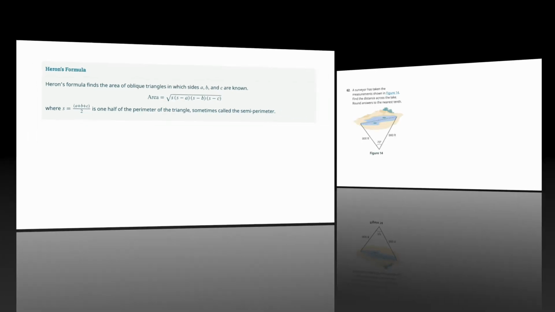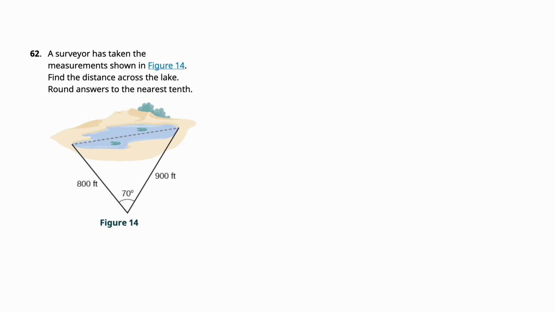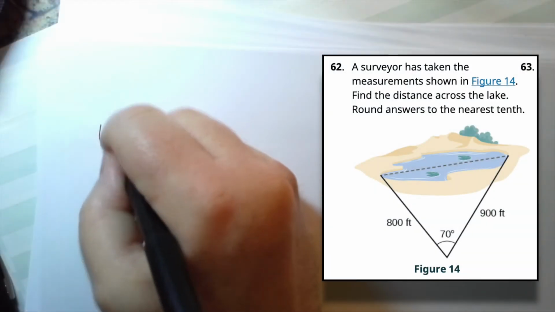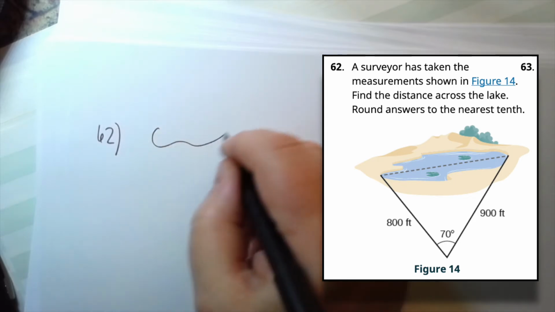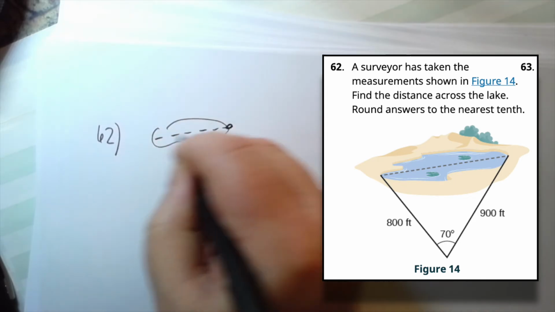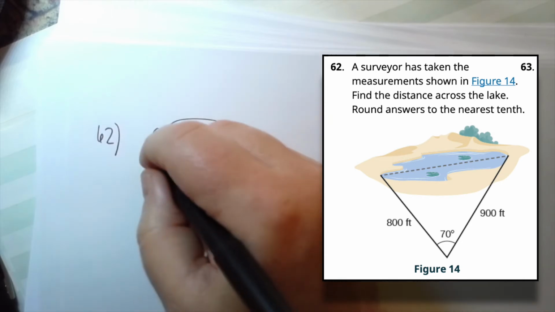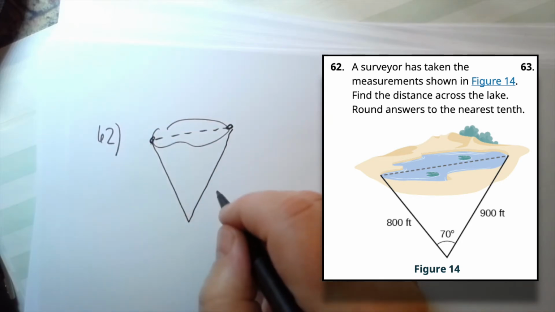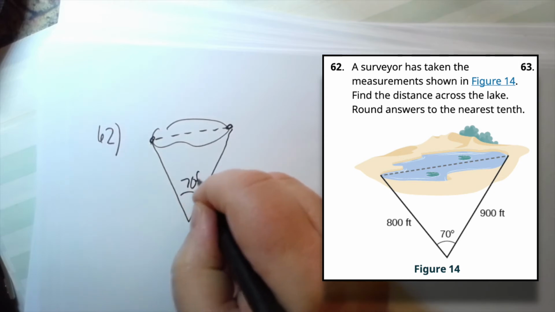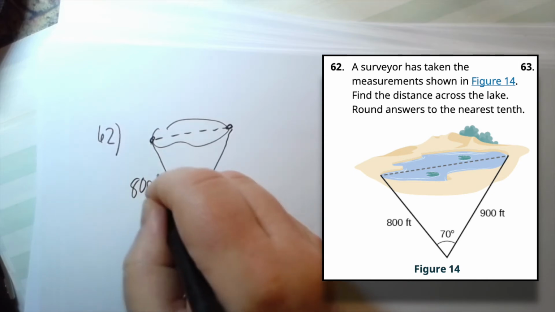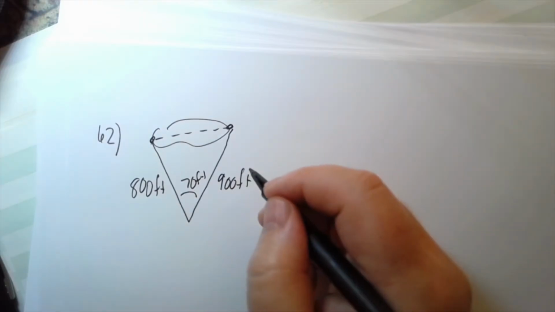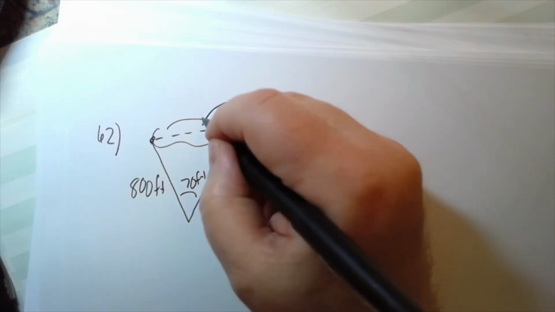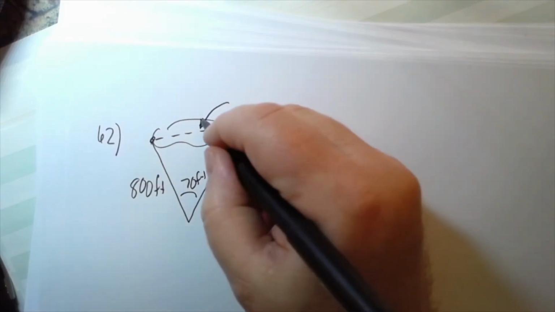Okay, so let's try this one, number 62. From the section on law of cosines, a surveyor has taken the measurement as shown in the figure. Alright, so we have our lake, and the measurement across, the two sides, which he doesn't know. Takes this distance like there. We have 70 degrees, 800 feet on this side, and 900 feet on that side. Alright, and we want to know to the nearest tenth this side right here, so use the law of cosines, right?